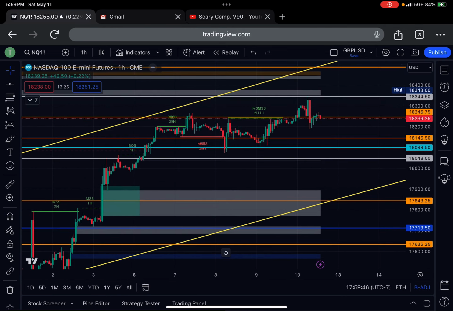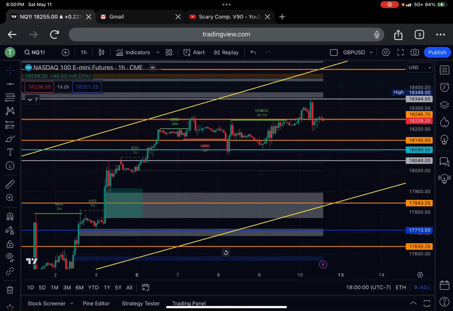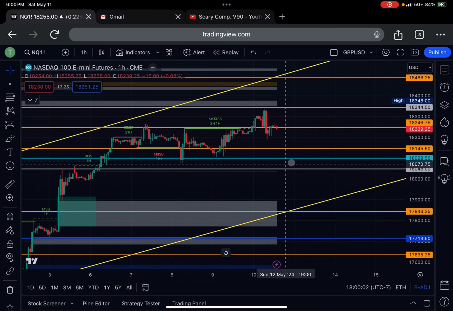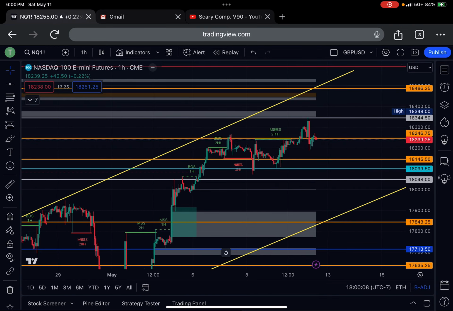And price obviously hit that fib level and shot up. It shot way up, and kept shooting up, shooting up. So that's one thing that you guys can use these trend lines for.